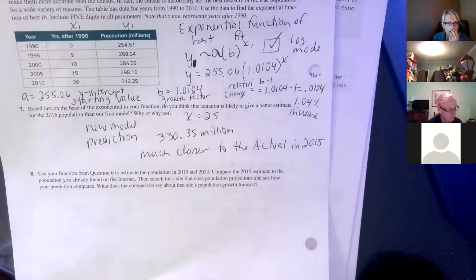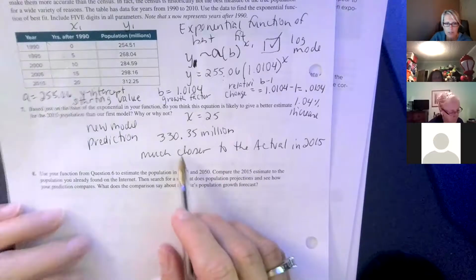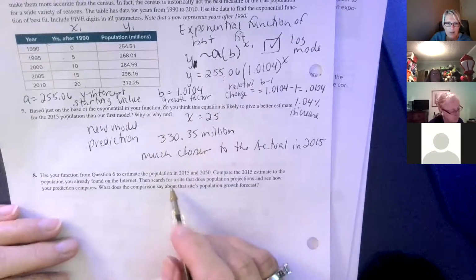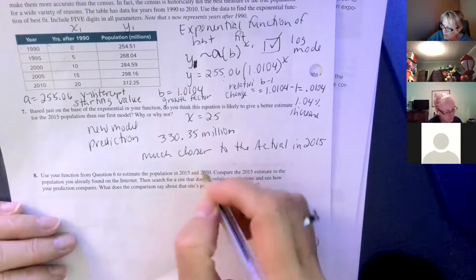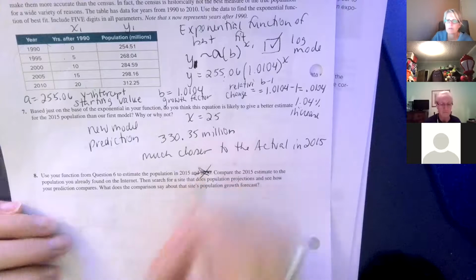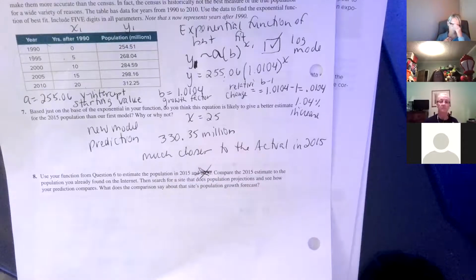And then we already did number 8. It said compare the 2015 estimate to the population. We already did that. And then 2050, I just skipped that one, because it wants us to go use a predictor, some predicting website online. If you want to go find one, you can.